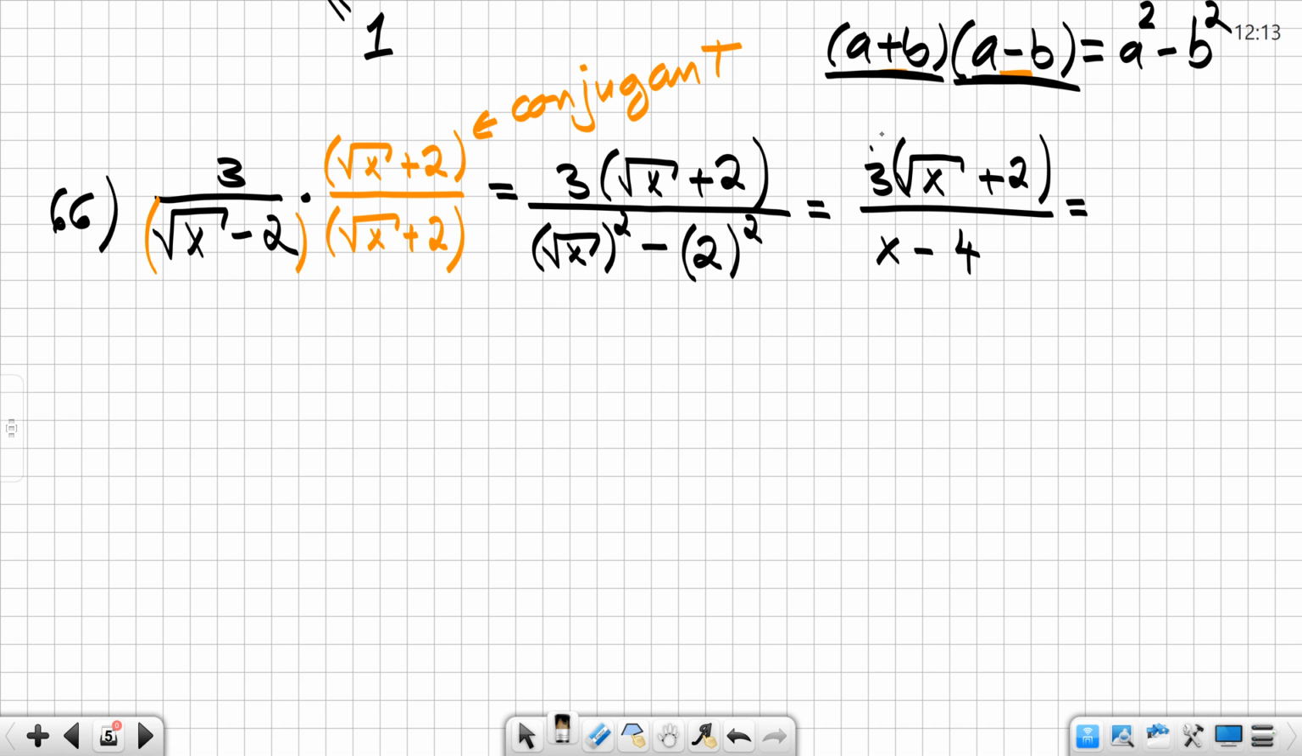So I could multiply this 3 in. I use the distributive property. 3 times the square root of x is 3 times the square root of x. 3 times 2, that will be 6. All divided by x minus 4. And we are done.